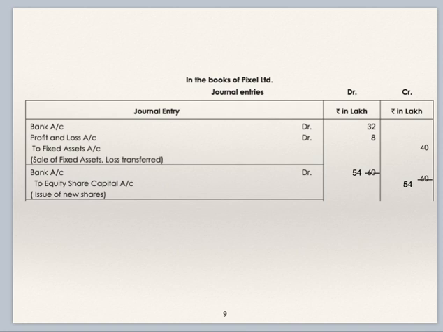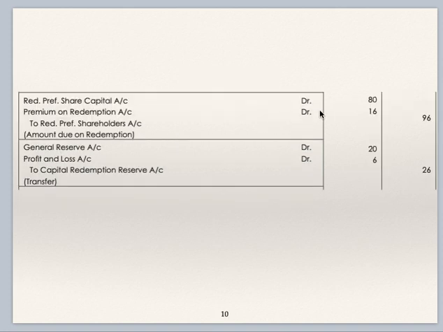Now we'll see journal entries one by one. First journal entry is sale of fixed assets. Bank account debit 32, profit and loss account debit 8 to fixed assets 40. Fixed assets are sold and loss transferred to profit and loss account. Bank account debit to equity share capital 54, fresh issue of equity shares is 54. We have seen these calculations, how fresh issue of shares 54 is arrived at. Redeemable preference share capital account debit 80, premium on redemption debit 16 to preference shareholders 96.